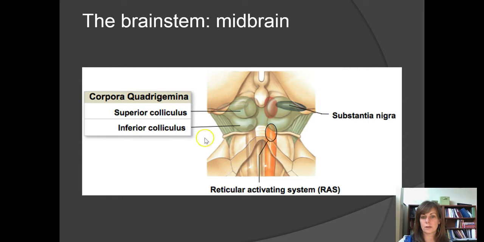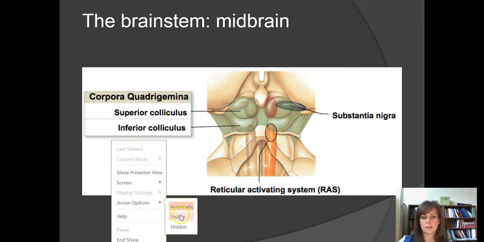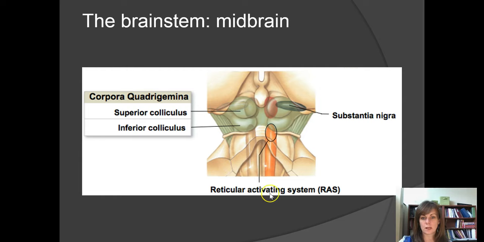Okay, again, we're looking here in green at the midbrain area. On the surface are the 2 superior colliculi, and then underneath that are the inferior colliculi. You'll notice there's this thing called the reticular activating system. It's shown in orange here. If you'll remember, we mentioned it first in the medulla oblongata. So it starts down deep in the medulla oblongata, and then it will move from the medulla oblongata up through the pons, and then the very top tip of it is going to be found in the midbrain area.